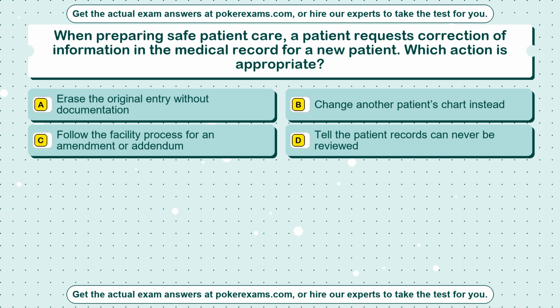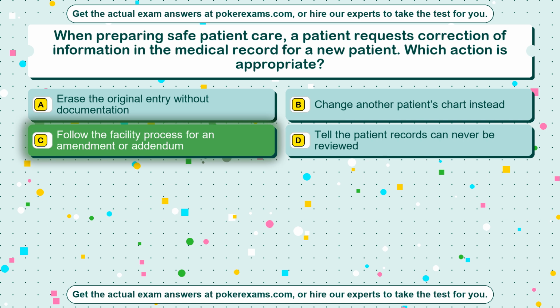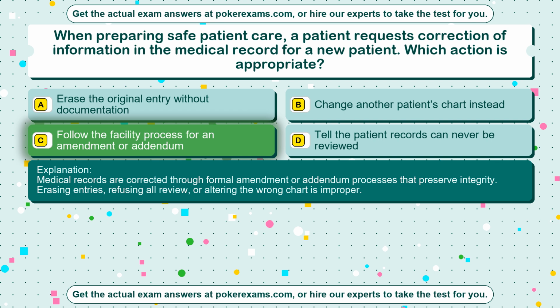Option A, erase the original entry without documentation. Option B, change another patient's chart instead. Option C, follow the facility process for an amendment or addendum. Option D, tell the patient records can never be reviewed. The correct answer is option C, follow the facility process for an amendment or addendum. Medical records are corrected through formal amendment or addendum processes that preserve integrity. Erasing entries, refusing all review, or altering the wrong chart is improper.